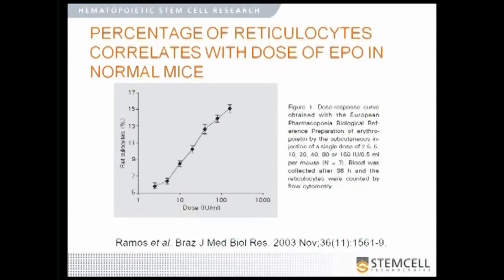Ramos et al., for example, in 2003, looked at reticulocytes, one of the tests suggested by the FDA for measuring EPO activity in vivo, but did so following EPO injection in normal mice. They showed a nice dose response increase in reticulocyte number in response to EPO in these normal mice, as seen in this dose response curve. Others have also shown that one can evaluate the in vivo effects of EPO in normal mice by measuring the increased number of CFU-E in the spleen.